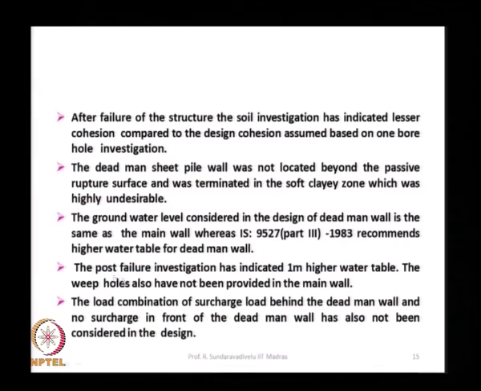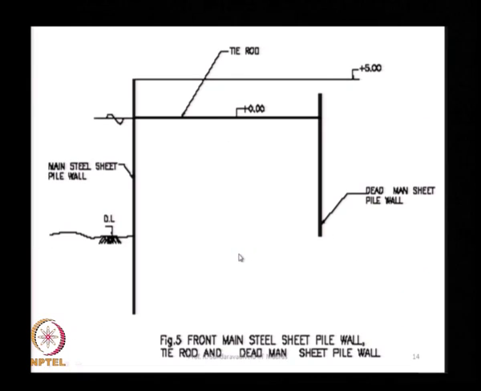So, that is not correct. The groundwater level considered in the design of the dead man wall is the same as the main wall, whereas this particular code recommends a higher water table for the dead man wall. That is why you have to read the code.